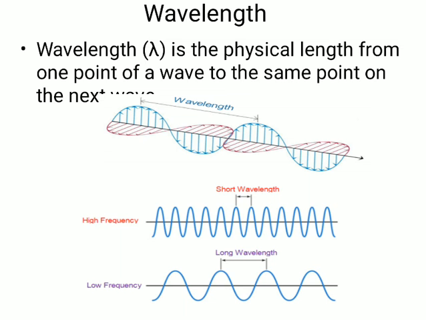Below are two examples of what we mean by short wavelength and long wavelength. If the frequency is high, that is, the time period is very low, then you can see a very short wavelength, and at low frequency it will be the inverse, that is, a long wavelength.